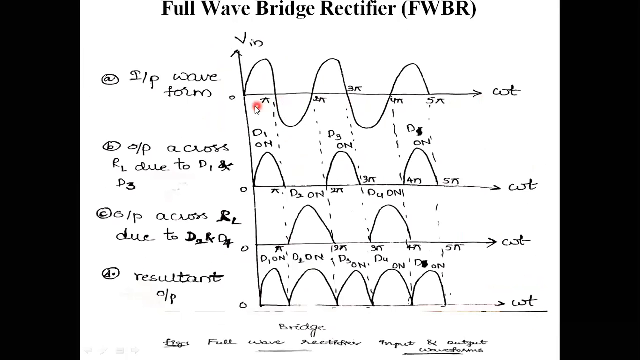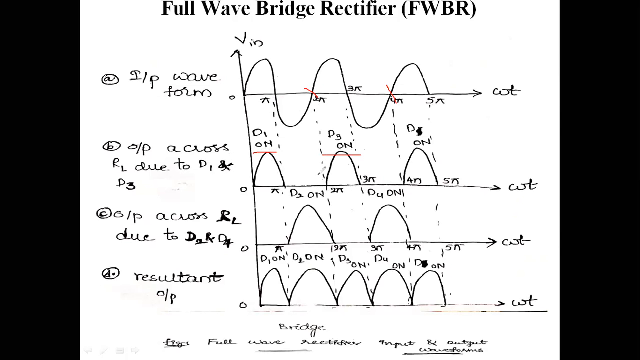This is the normal waveform, 0 to pi, pi to 2 pi, 2 pi to 3 pi, 4 pi, like that. This is two half cycles. Let this be one half cycle up to 2 pi, and one half cycle up to 4 pi. Input waveform is provided like this. Output voltage across load resistance RL is due to diodes D1 and D3. That means diode D1 is in on position, diode D3 is in on position. That means 0 to pi it is on, 2 pi to 3 pi it is on.